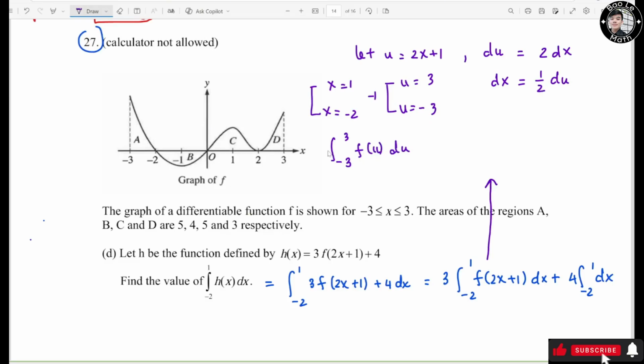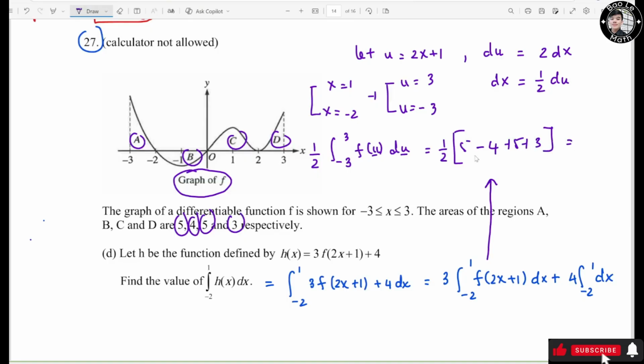Now I have 1/2 here, I put 1/2 in the front. So now I can use this graph to find the area under the curve. Remember this must be the same in order to use this graph. So it's going to be 1/2 times. The first one right here, A, is going to be 5. The second one, B, is below the axis, so it's going to be negative 4. The third one, C, is going to be 5. And the last one, D, is going to be 3.